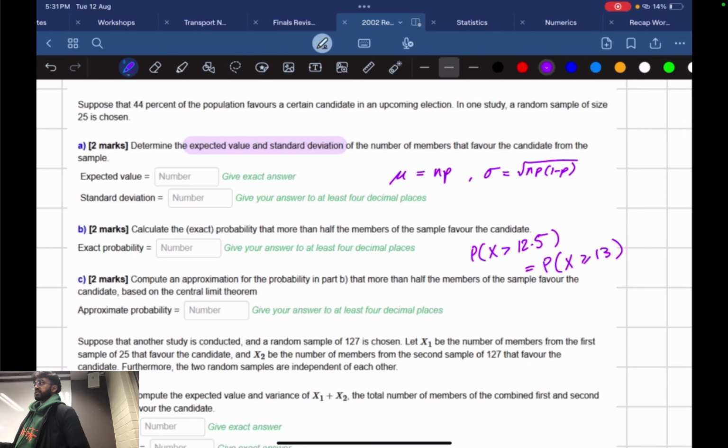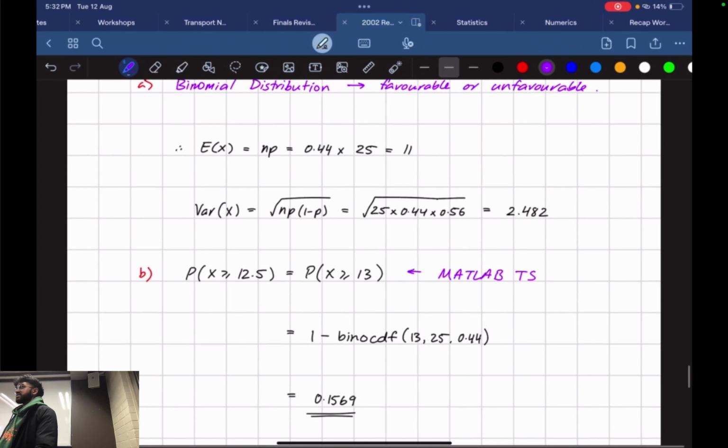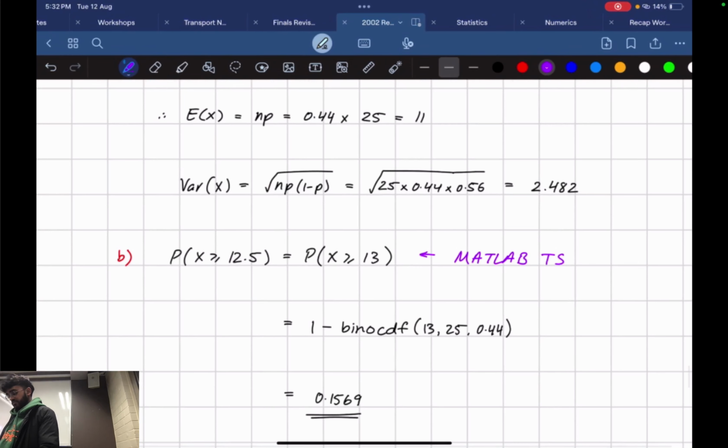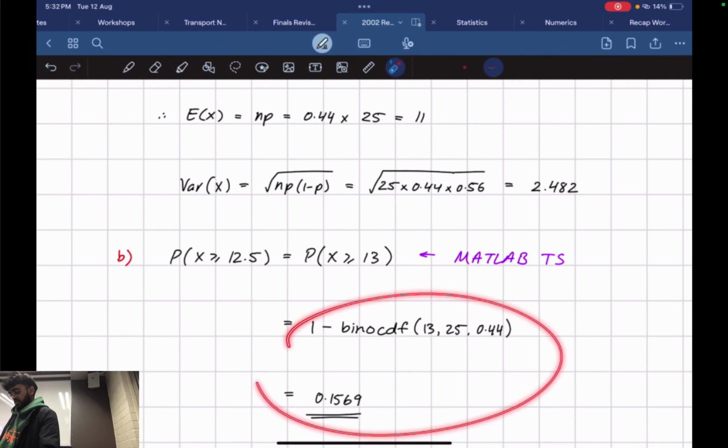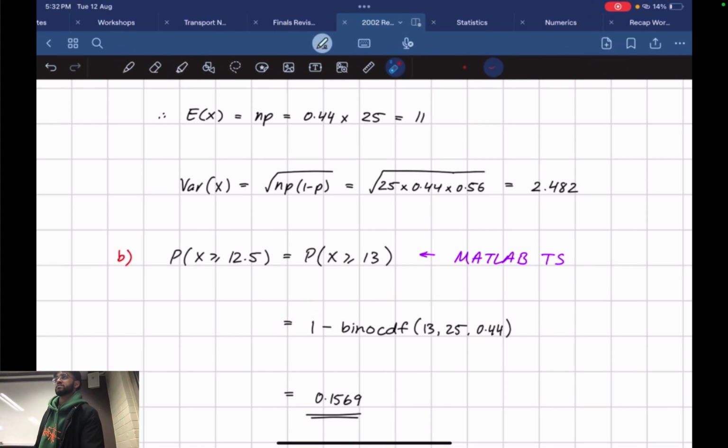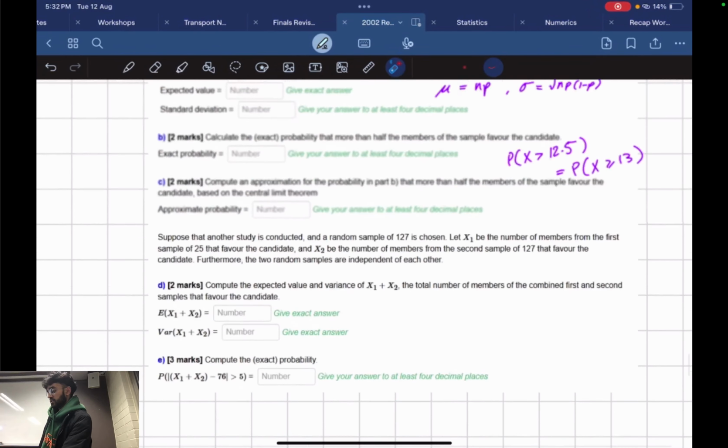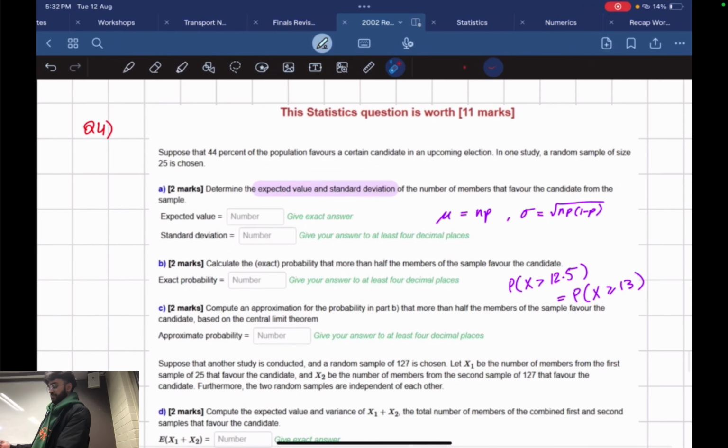This you can plug straight into MATLAB. Okay? So you're going to use a bino CDF function. If you want to do it by hand, it'll take a while because it's got that huge sum formula. Instead, you can use bino CDF. Any questions about the code? No. So just run it in MATLAB and you get 0.1569.